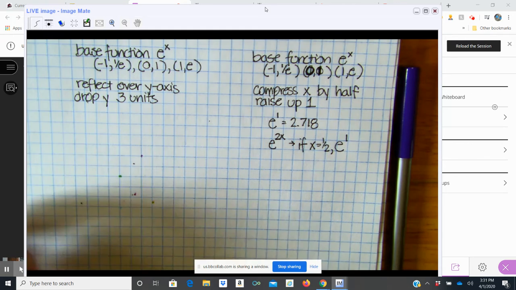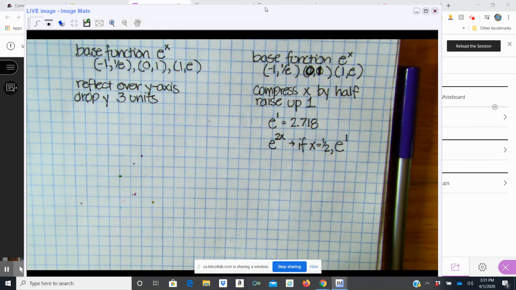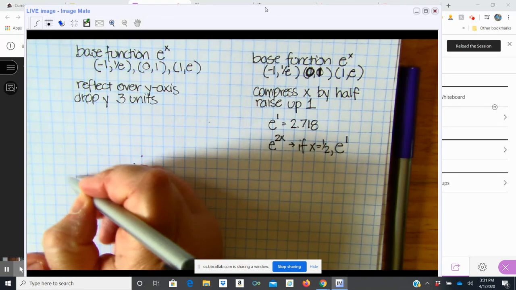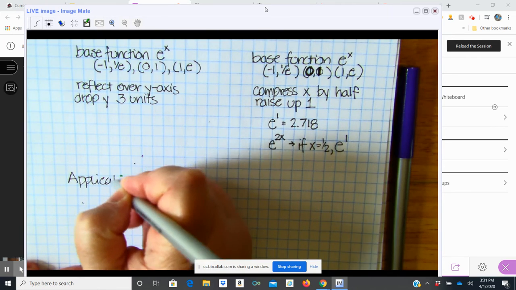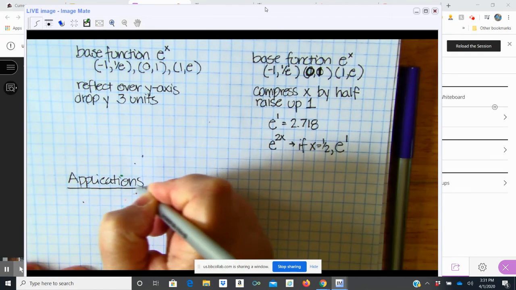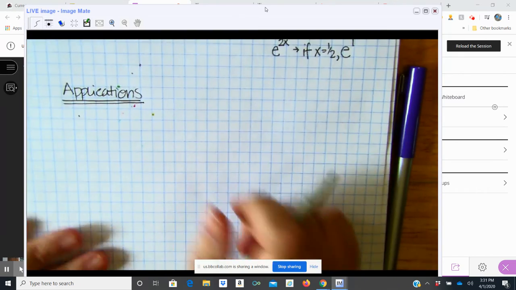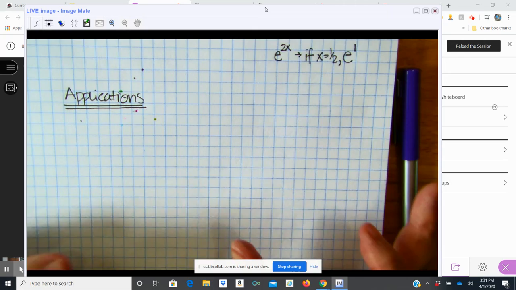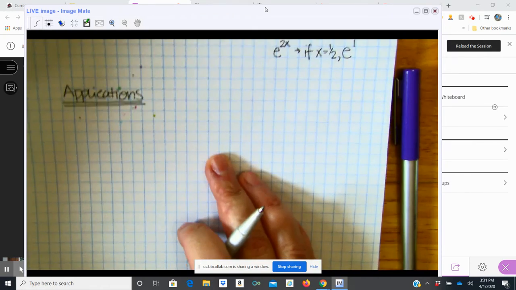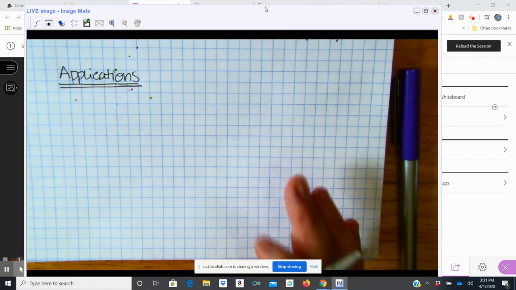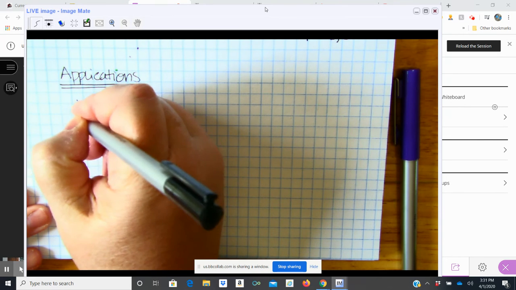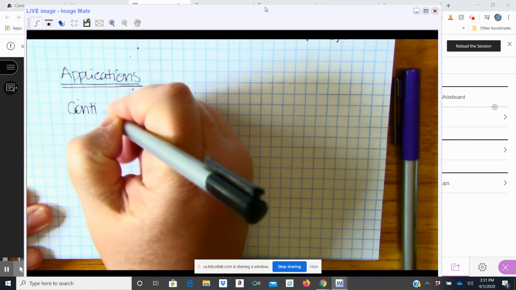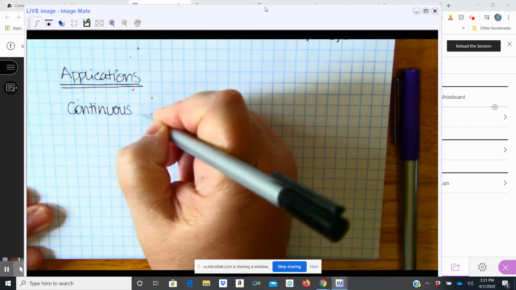Okay, a couple of applications maybe. Okay, let's see. All right, so I won't be able to do all of the applications for you. There are several in your homework, but I did want to go over a couple of things and one formula, two different examples. So the first thing I want to talk about is continuous compounding.